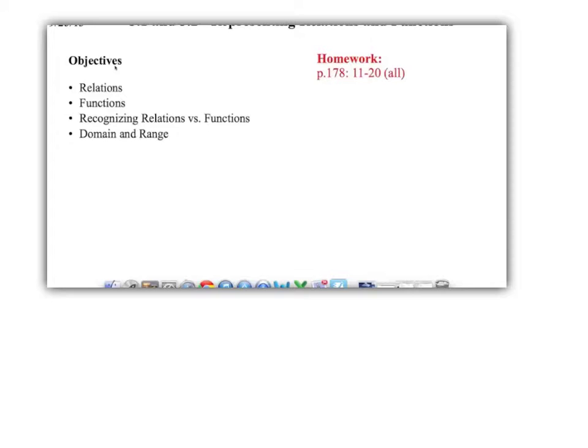I apologize for the tops of these slides getting cut off. There was something with the importing that did change the formatting of the videos, but bear with me and I will make sure that nothing is missed. This is 3.1 and 3.2, functions and relations.